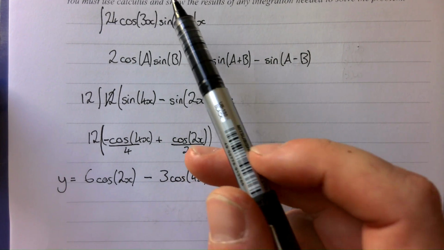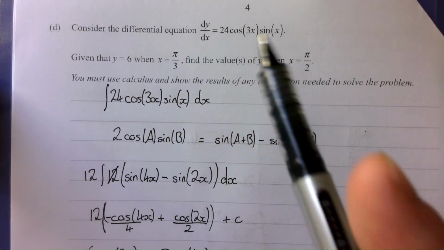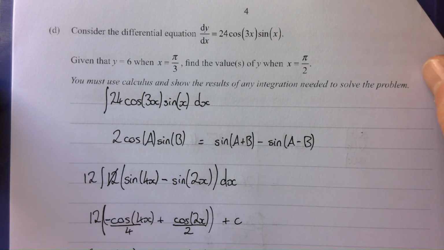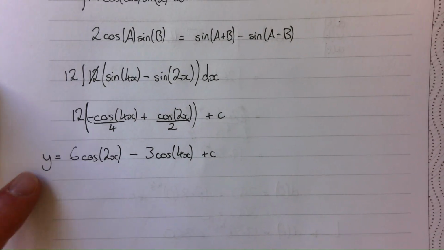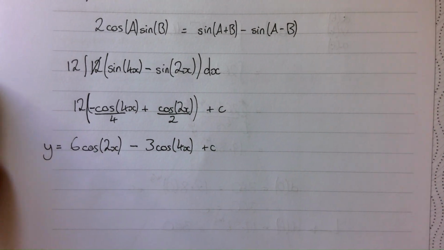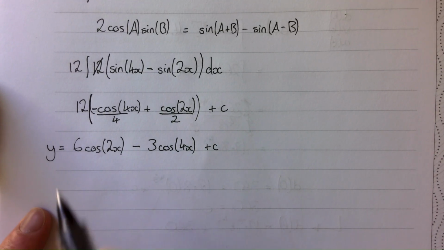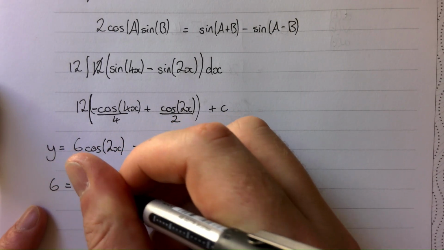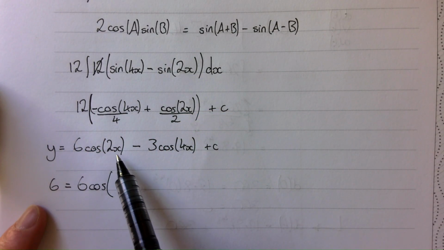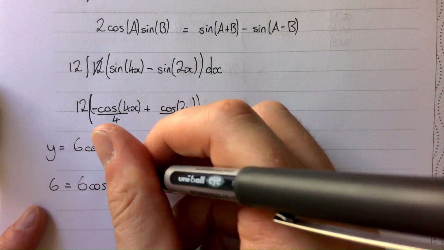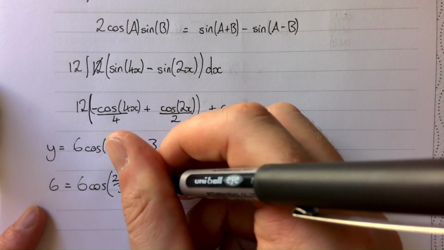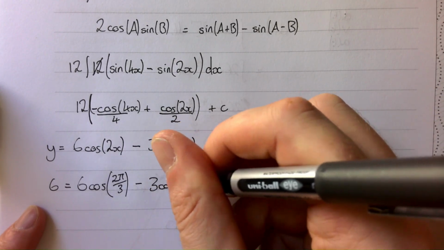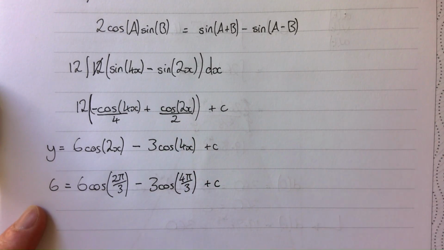We are given some x and y coordinates in the question. We are given that y is equal to 6 when x is equal to pi divided by 3. And so we can use those two values, y and x, to find our constant of integration c. So when y is equal to 6, make that substitution straight away, 6 cosine of 2x, which is 2 pi over 3, minus 3 cosine of 4 pi over 3 plus c.